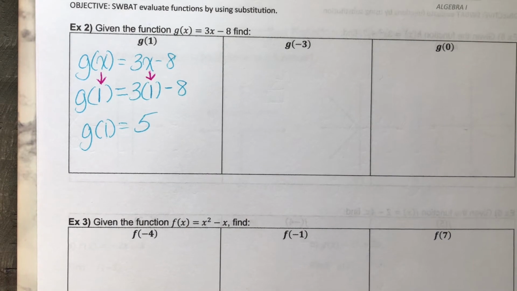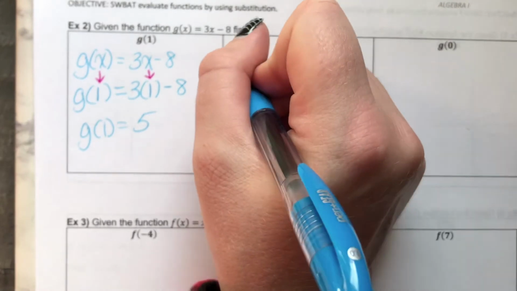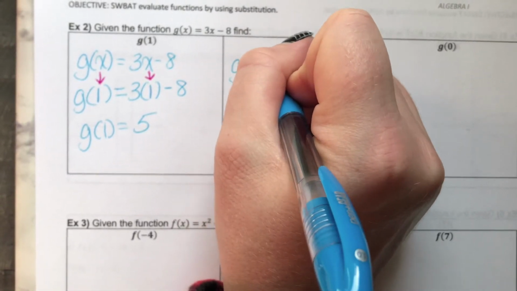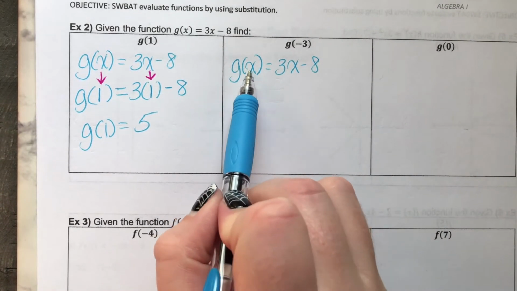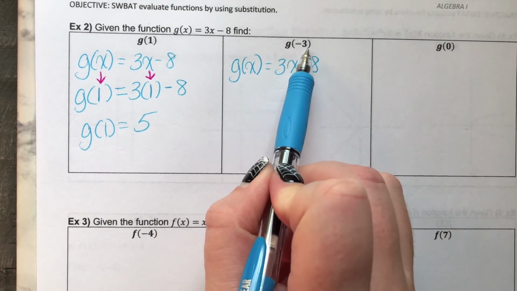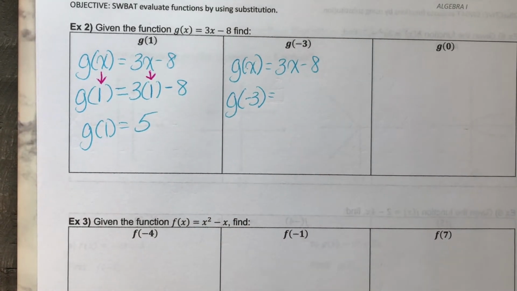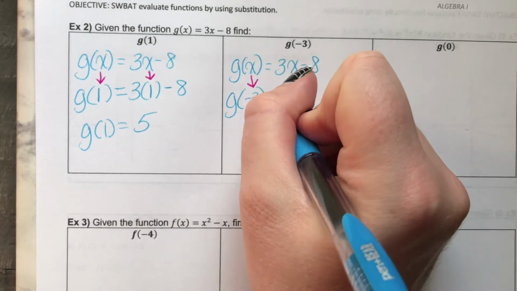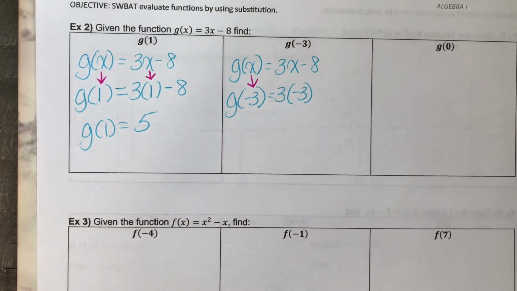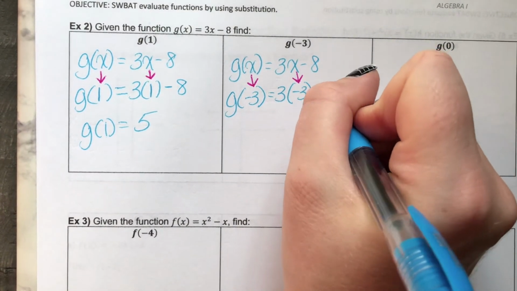Let's do another one together here. All right, so again, I'm using that function g. Here's my g function. I'm going to write it down first. G of x equals 3x minus 8. This time, instead of writing g of x, they want me to write g of negative 3. Wherever I see an x, I am replacing it with that number negative 3. So instead of writing 3 times x, I'm going to write 3 times negative 3, because I am substituting that in, and then I add on the minus 8 again.